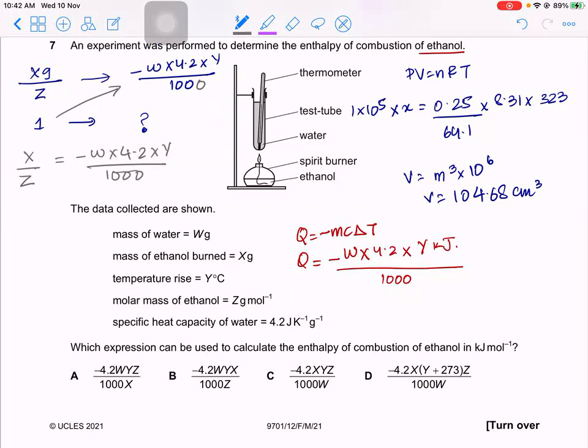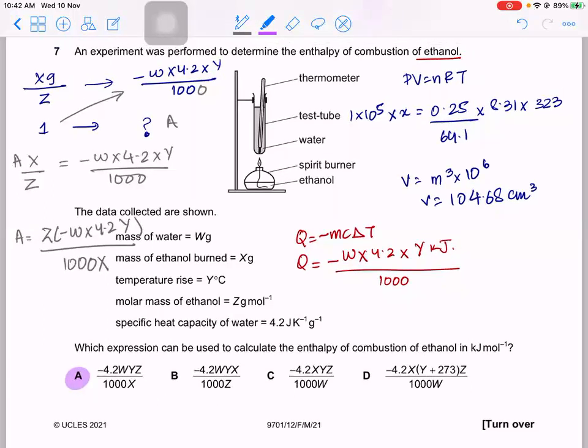For example, let me put another symbol here. Can I call this A? I need to find A. So I'm just putting A here. Yeah. A is what I need to find. So what will it be? It will be A is equal to Z times minus W times 4.2Y, right, upon 1000X. Clear? And that comes out to be A. Is this clear? So basically you did the entire thing without numbers, in terms of X, Y, Z, W.